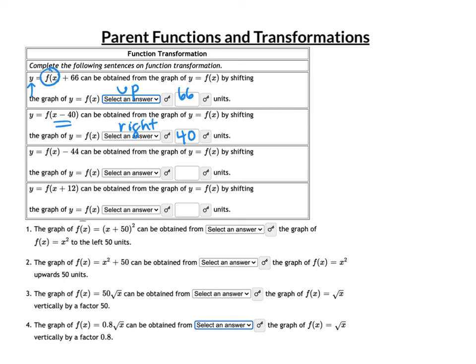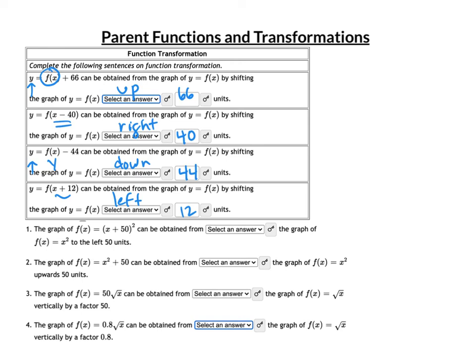The next one, y is being affected. And y will be decreased by 44. This will make it go down by 44 units. For the next one, x is being affected. So this is horizontal. Horizontal is the inverse. It's x. It's horizontal. It's left and right. So it's plus 12, instead of going to the right, it ends up going to the left, and will go 12 units to the left.